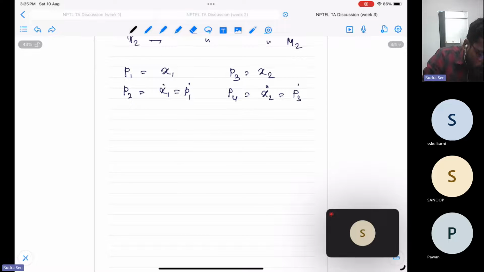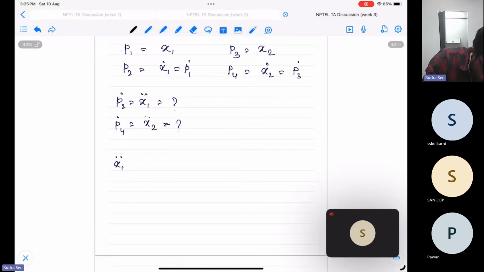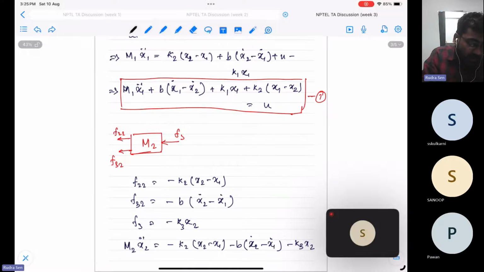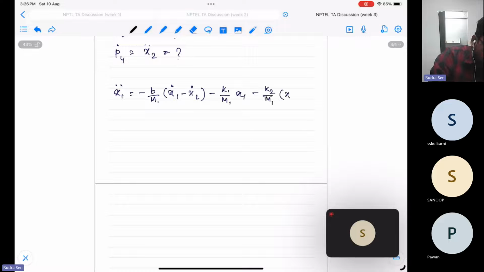So now we have to find the value of x1 double dot, that is, the value of p2 dot, which is basically x1 double dot, and p4 dot, that is basically x2 double dot. These two equations we have to find. If we find this x1 double dot, we move the whole term to the right hand side and divide by m1, and we get minus b by m1 into (x1 dot minus x2 dot) minus k1 by m1 x1 minus k2 by m1 (x1 minus x2), and plus 1 by m1 u.